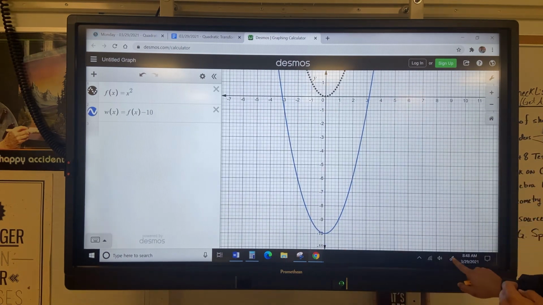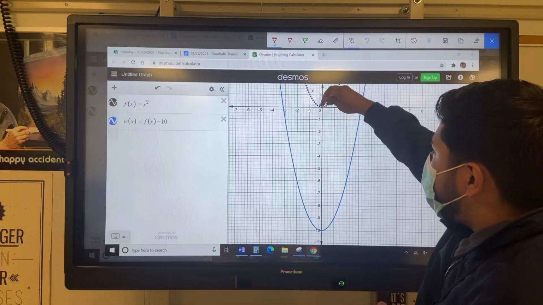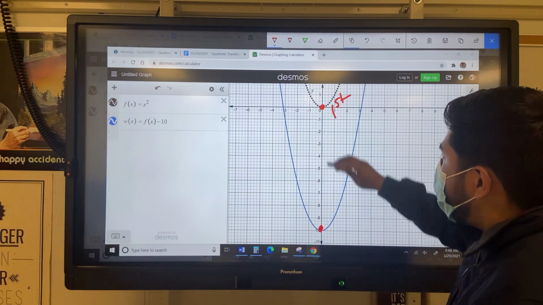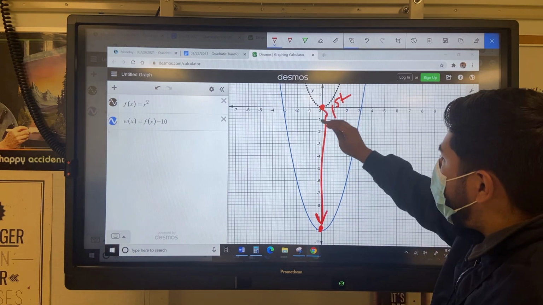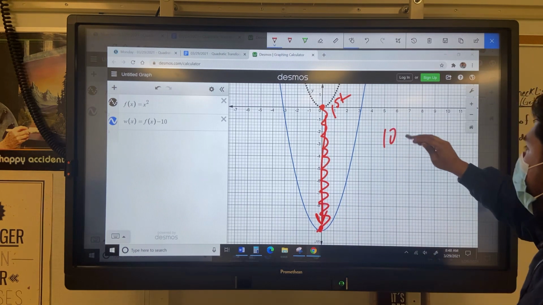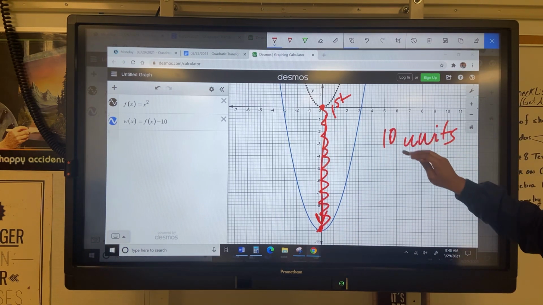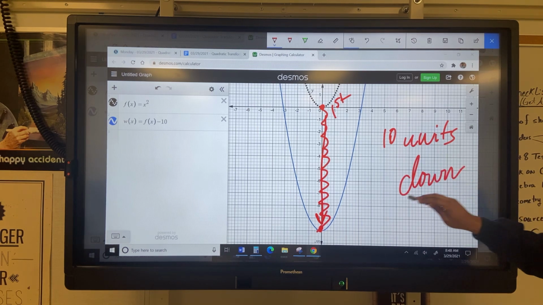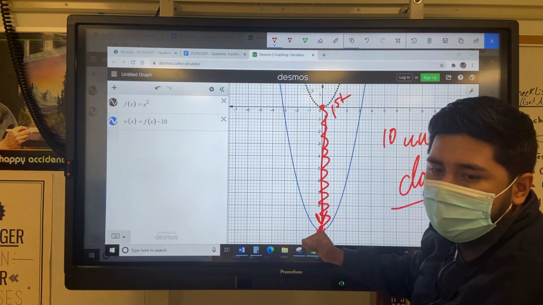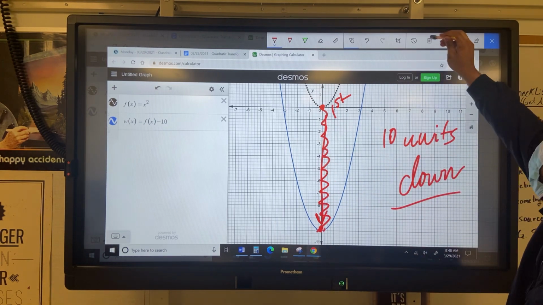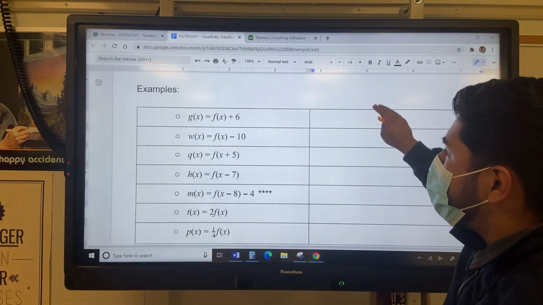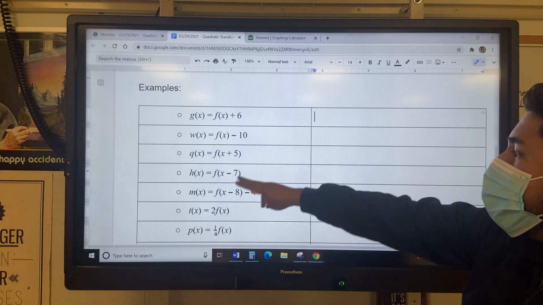Vertex. There's my vertex for the first one, and here's the vertex for the second one. What happened? It went down. Let's count. 1, 2, 3, 4, 5, 6, 7, 8, 9, 10. 10 units down. So you can see the vertex stayed on the y-axis and it got shifted downwards 10 times. Pretty interesting. So this one went up, this one went down. Let's talk about the next one.